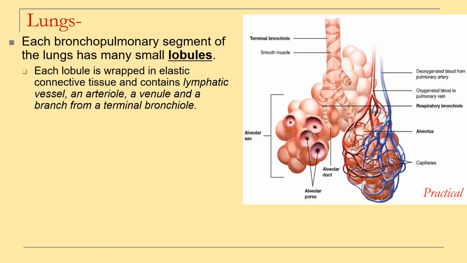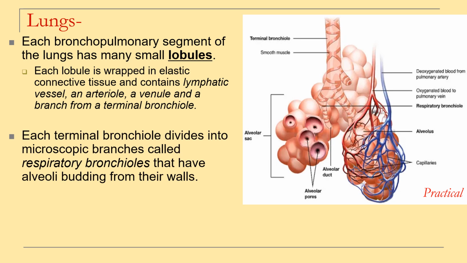It's an interesting picture to see how it all starts to come together. Each of these bronchopulmonary segments of the lungs is made up of many small lobules. Each lobule is wrapped in elastic connective tissue and contains a lymphatic vessel, an arteriole, a venule, and a branch from the terminal bronchiole. Let's keep in mind what we find wrapped around a lobule, because that's going to be important later when we start doing gas exchange. We can see in our picture how tightly wrapped around the lobule a lot of these vessels are. So we've got a lymphatic vessel, an arteriole, a venule, and a branch from the terminal bronchiole in our lobules.